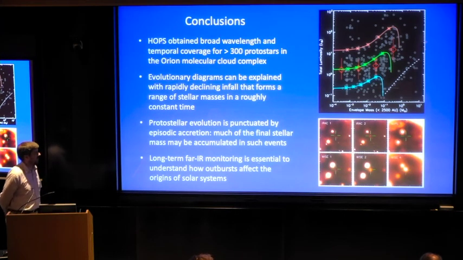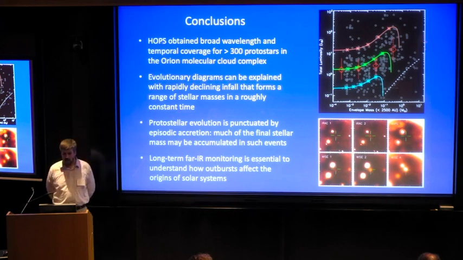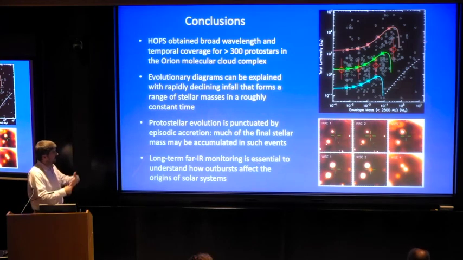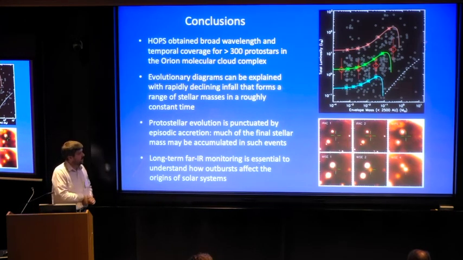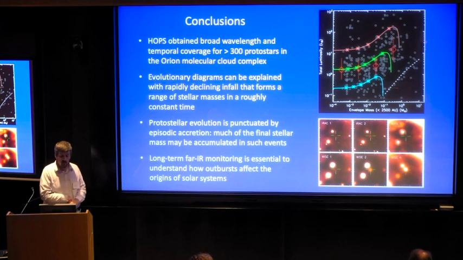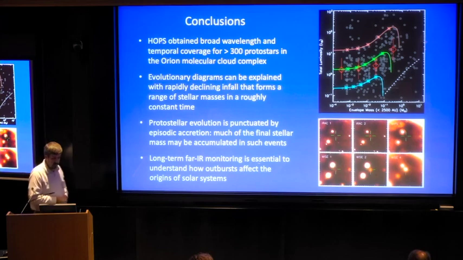Just to summarize, with the Herschel work we've done so far, we already have broad wavelength and temporal coverage for over 300 protostars in Orion. Our attempt to explain all this scatter in the evolutionary diagrams, we think if we start with a range of envelope masses and have them form stars fairly quickly, we can explain most of the characteristics of this diagram, but outbursts are certainly important. We have an estimate that over 25% of the final mass of a main sequence star may be accumulated in outbursts like these. And long-term far IR monitoring is really essential to continue to make progress on understanding this problem.